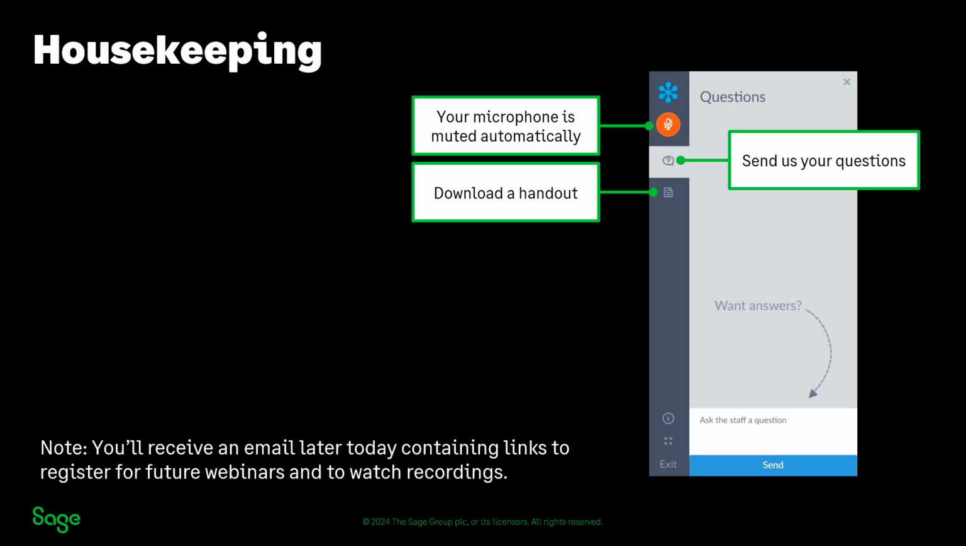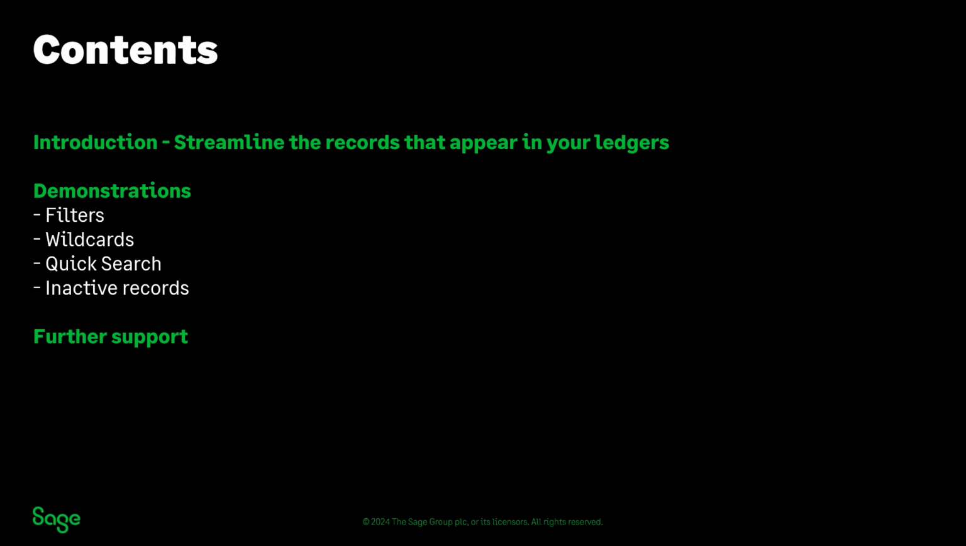Right, let's have a look at what we're going to be covering over the next half hour or so. A little bit of an introduction. We'll then get stuck into some demonstrations, looking at filters, using wildcards, the quick search option, and also I've tagged a little option onto the end that I think relates to this, and it's inactive records. You might prefer to use inactive records rather than filters. So it can just add to the flexibility. And then just at the end, we'll explain more about the additional support that's available, and give you an idea of some of those webinars we've got coming up as well.